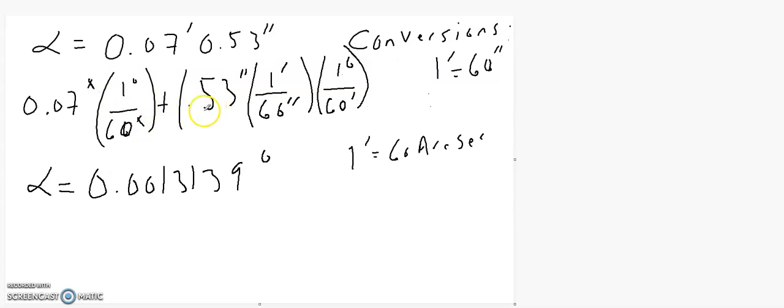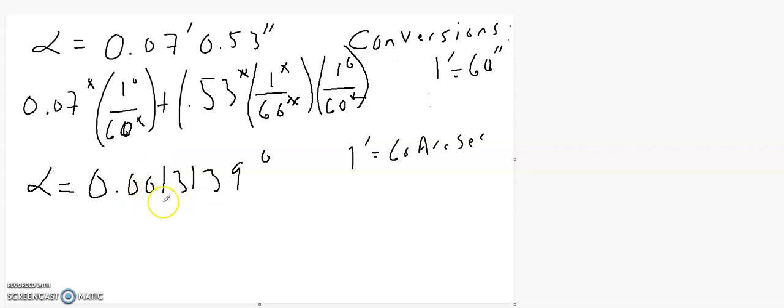And then plus 0.53 arc seconds. Of course, in one arc minute there are 60 arc seconds, so the arc seconds cancel. And remember, we're changing it to degrees, right? So you take 0.53 divided by 60, divided by 60 again. That's going to be a really small number. And then you add that to 0.07 divided by 60.